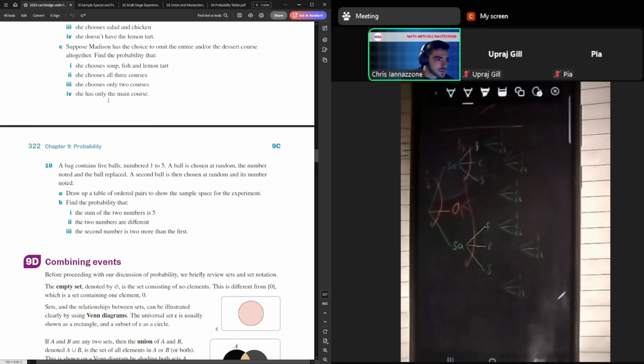Actually, it might be worth touching on at least double I. Now we can start seeing how this additional option of an omit plays a role. So part double I: chooses all three courses.